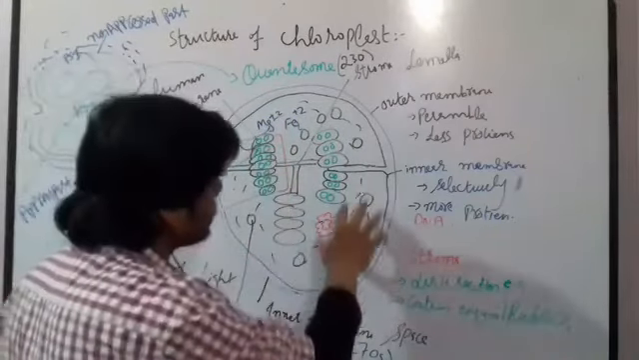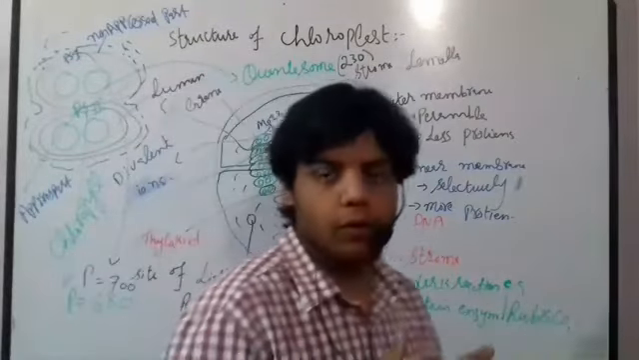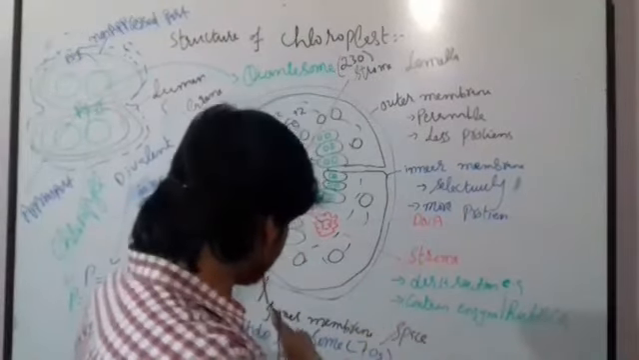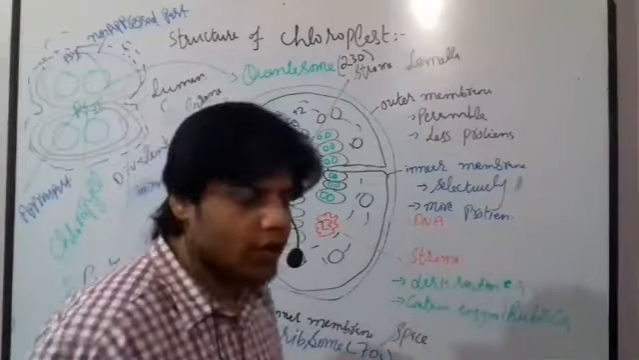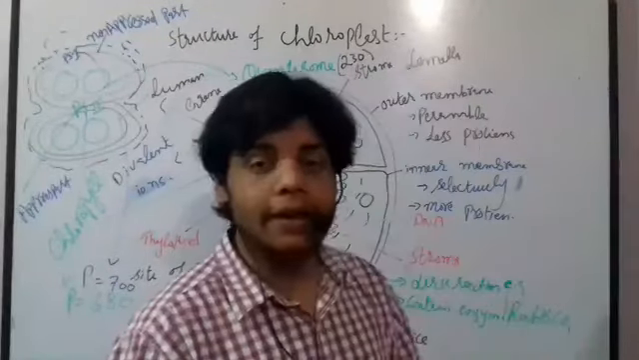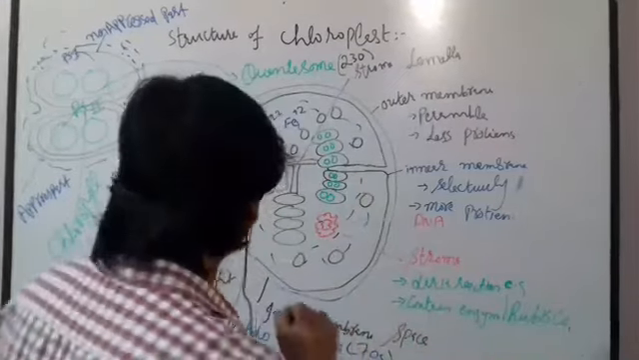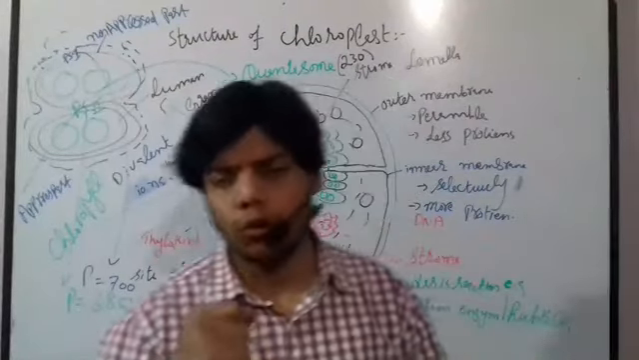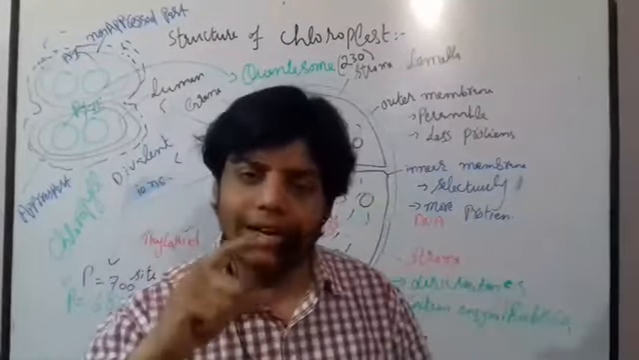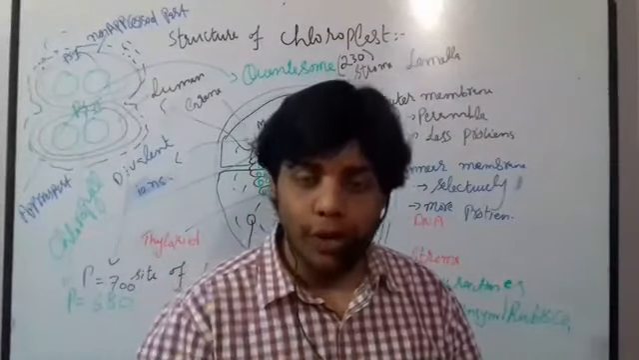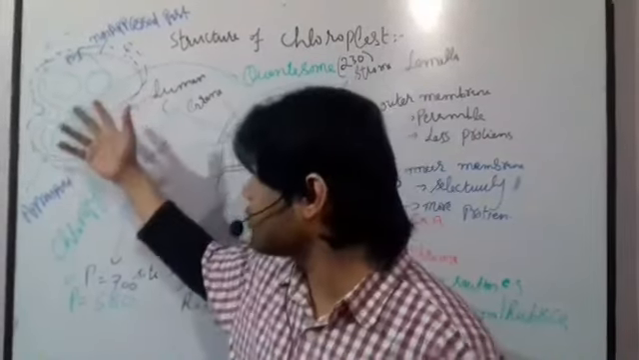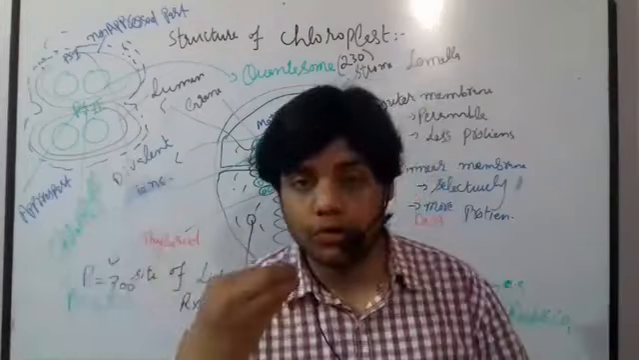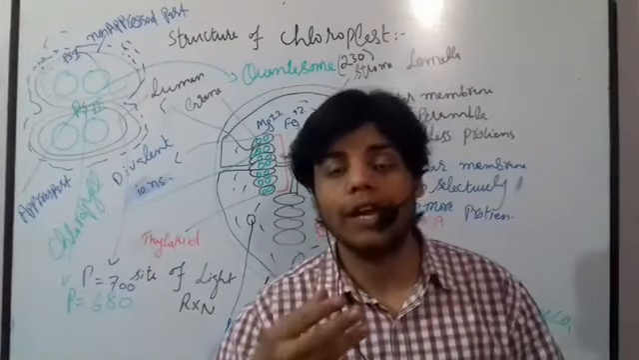Now this matrix part, or stroma part, contains ribosomes, as I wrote here. It contains DNA, and also lipid droplets and starch granules. In the thylakoid membranes the photosynthesis process occurs. Not only photosynthesis, the electron transport chain and the tricarboxylic acid cycle also occur in this chloroplast, and due to these processes it can produce energy in the form of ATP and NADPH2.